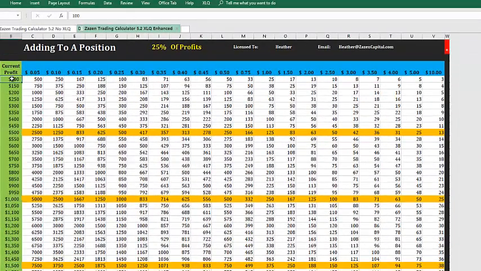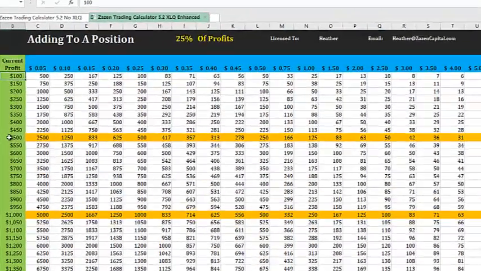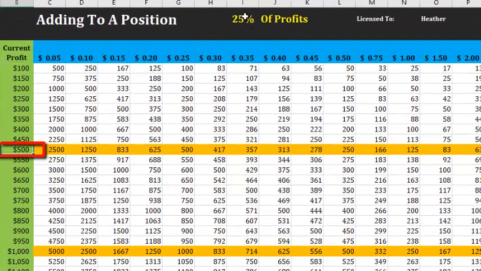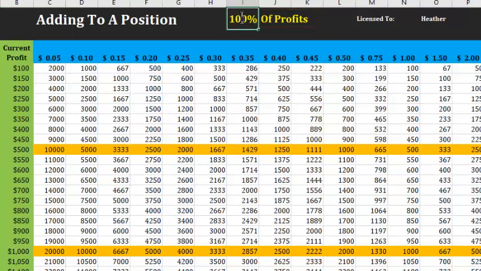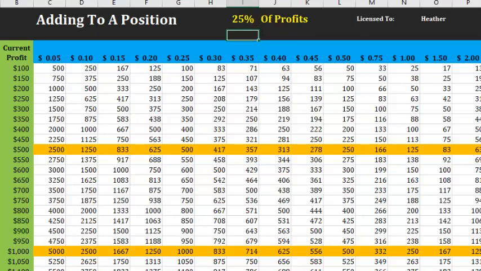Like the other calculators, you can change the numbers in the green column as well as the blue column. And here's how it works. If you're already in a trade and you want to add to a position, you find how much profit you currently have. Next, you figure out what percentage of those profits you are willing to risk to fund the added position. The better approach is to do a smaller position size than you currently have and to not use all of your profits. That way you have a profit cushion if the trade should move against you after you add.